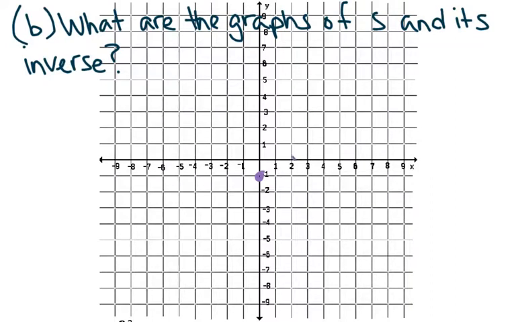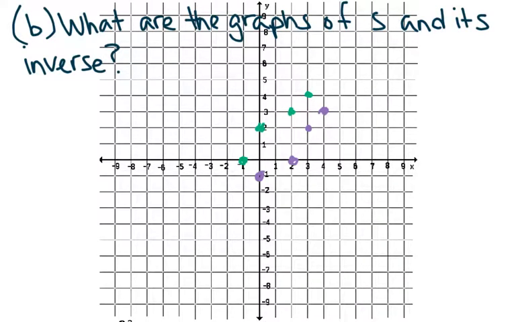2, 0 is here. 3, 2 is here. And 4, 3 is here. I'm going to do the inverse in green. So the inverse was at -1, 0, 0, 2, 2, 3, and 3, 4.